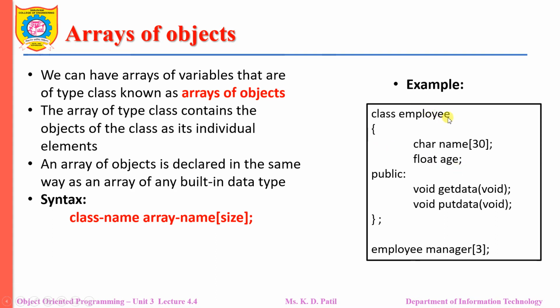Here I have a class employee, and for that employee I have the data members as name and age with the member functions get data and put data. Now for that employee class, manager is my object, and I have an array of that object manager. Here the size of that array manager is 3. So total 3 records will be stored, and each record will contain the name and age of that respective manager.